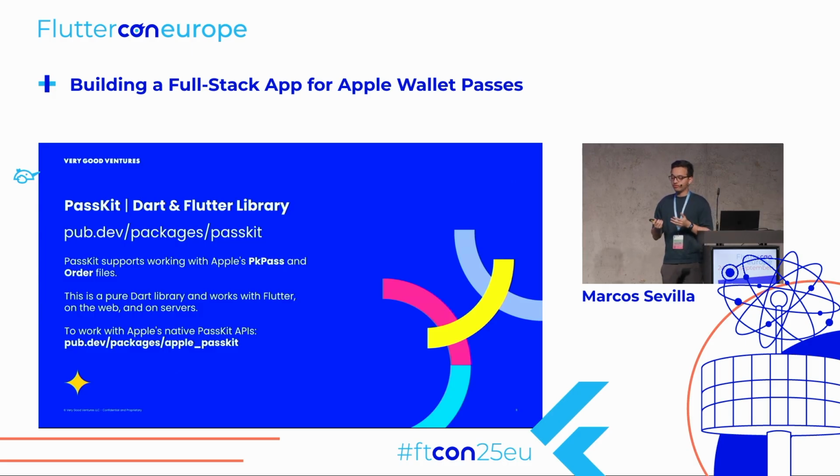And also, if you want to call the native methods on your application, you can use the Apple PassKit package, and that's more of a plugin that is gonna call Swift code to actually add the pass to the Apple Wallet app.